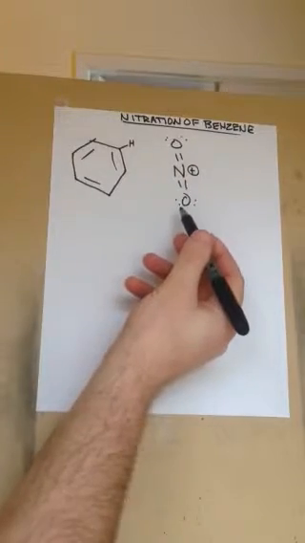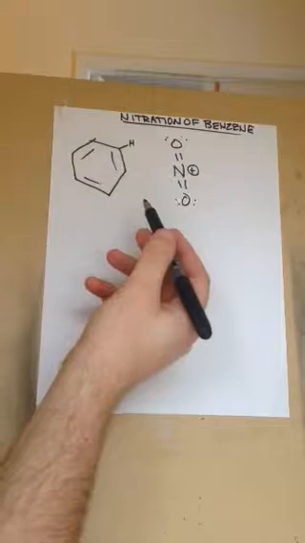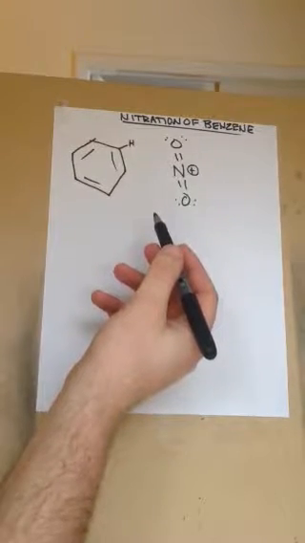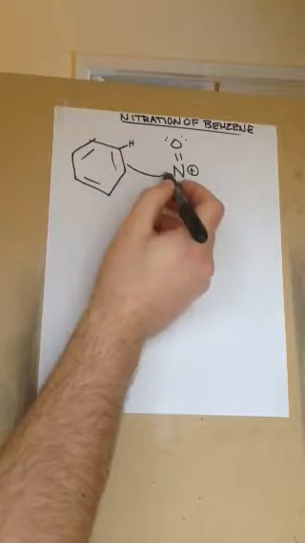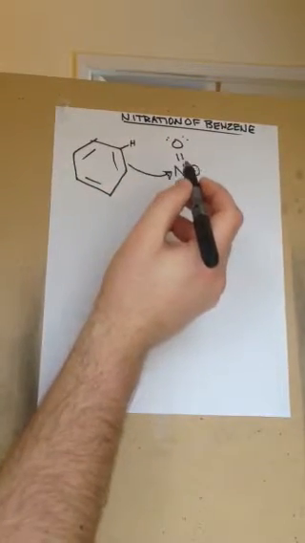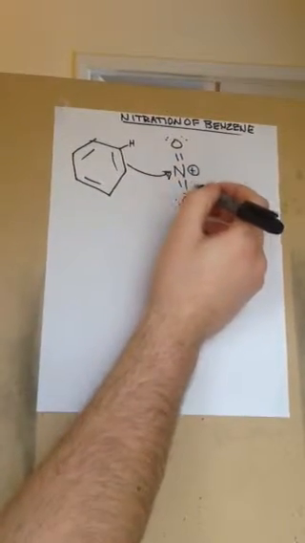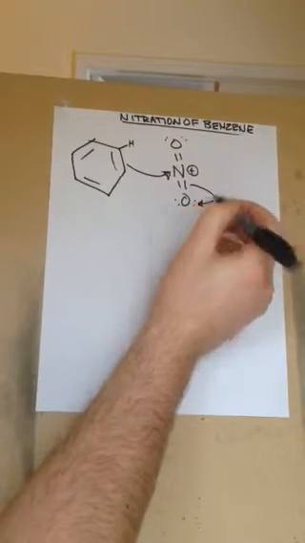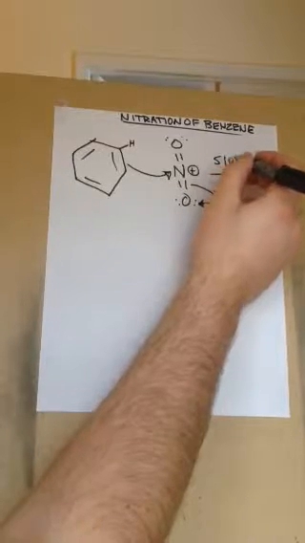Well, we have this nitronium ion that was created with the sulfuric acid and the nitric acid. This is our benzene with this hydrogen hanging out from it. So what we're going to do is this double bond right here is going to be attracted to this positive end. And then this double bond is going to attach to the oxygen. And this is a slow step, the rate determining step.